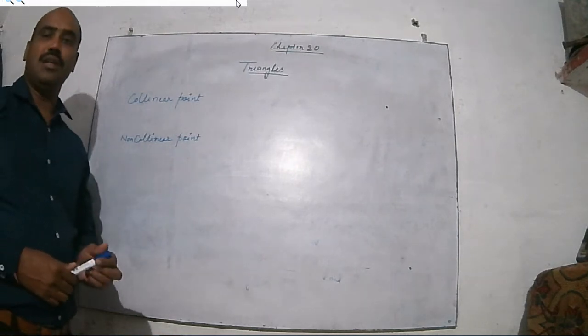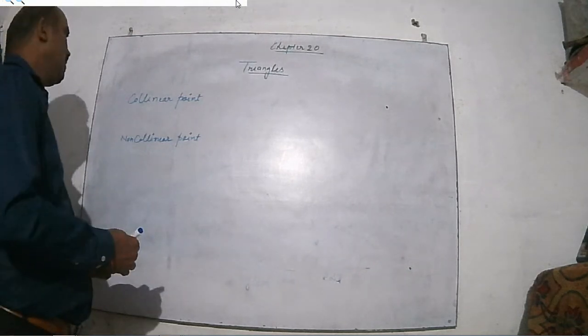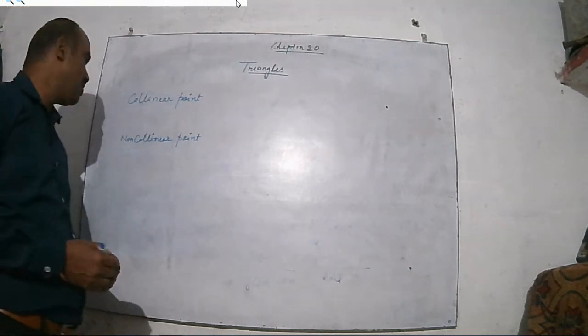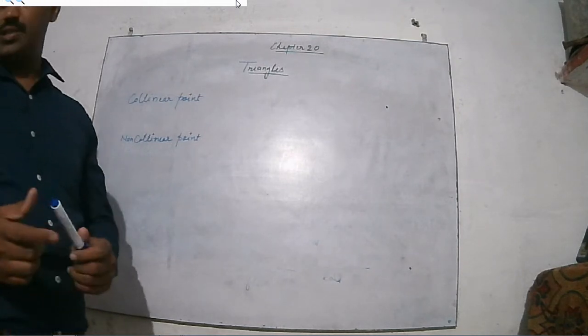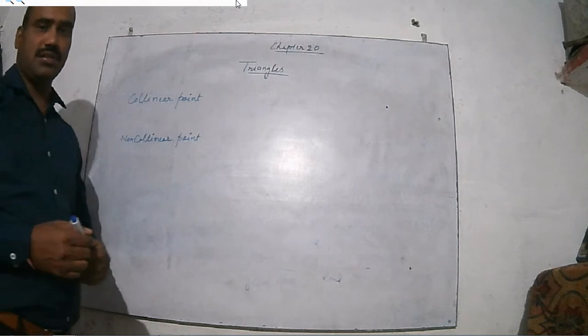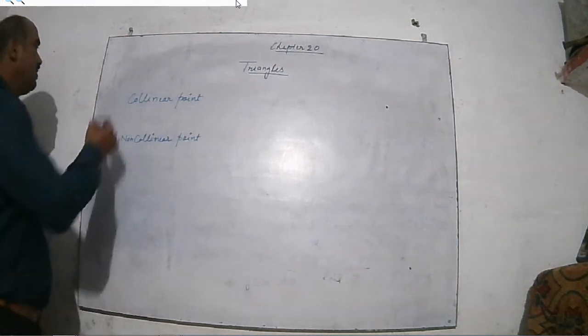In this chapter we learn about triangles. Before starting it, we first understand what collinear points are and what non-collinear points are. After this we start triangles. Now let's start with collinear points.